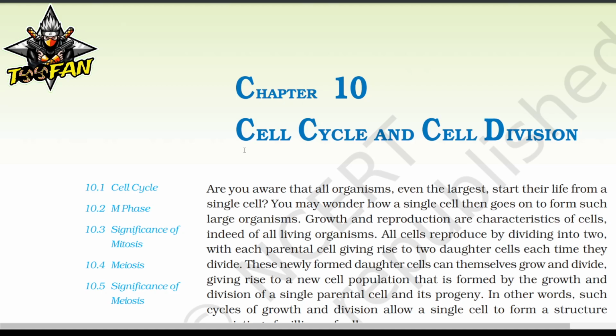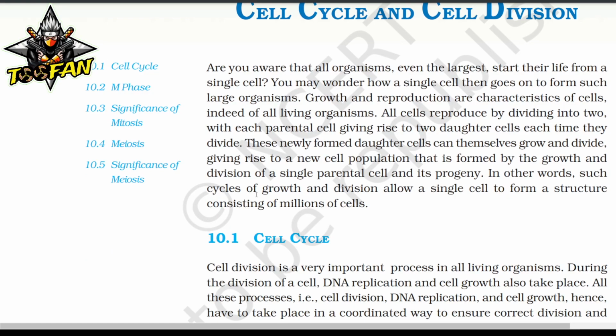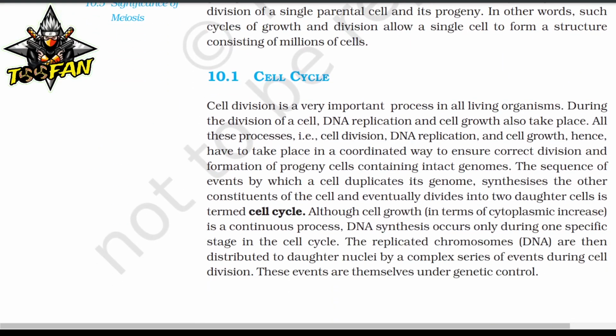All cells reproduce by dividing into two, with each parental cell giving rise to two daughter cells each time they divide. These newly formed daughter cells can themselves grow and divide, giving rise to a new cell population that is formed by the growth and division of a single parental cell and its progeny. In other words, such a cycle of growth and division allows a single cell to form a structure consisting of millions of cells. Cell cycle.